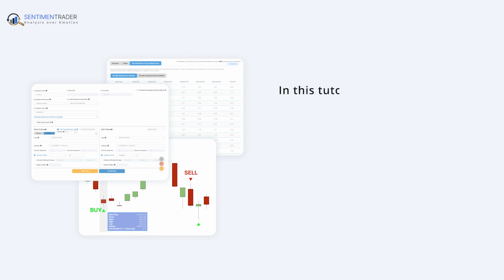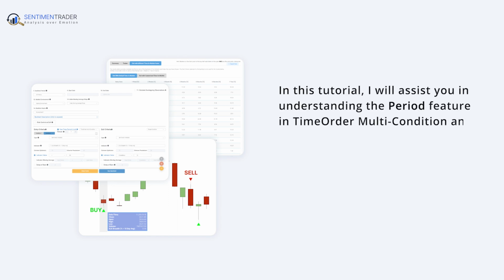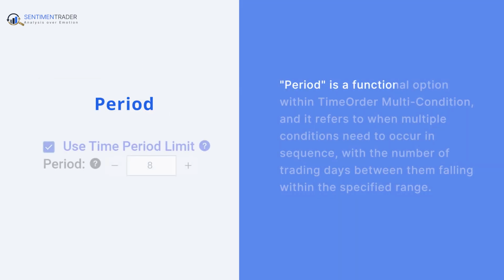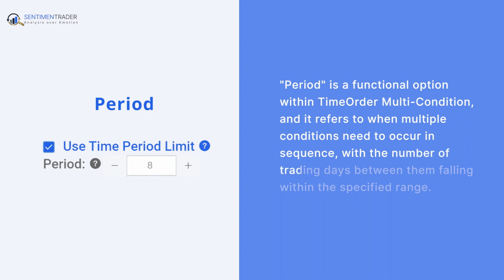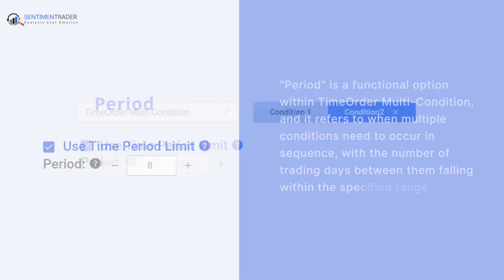In this tutorial, I will assist you in understanding the period feature in TimeOrder Multi-Condition and its impact on backtesting results. Period is a functional option within TimeOrder Multi-Condition, and it refers to when multiple conditions need to occur in sequence, with the number of trading days between them falling within the specified range.